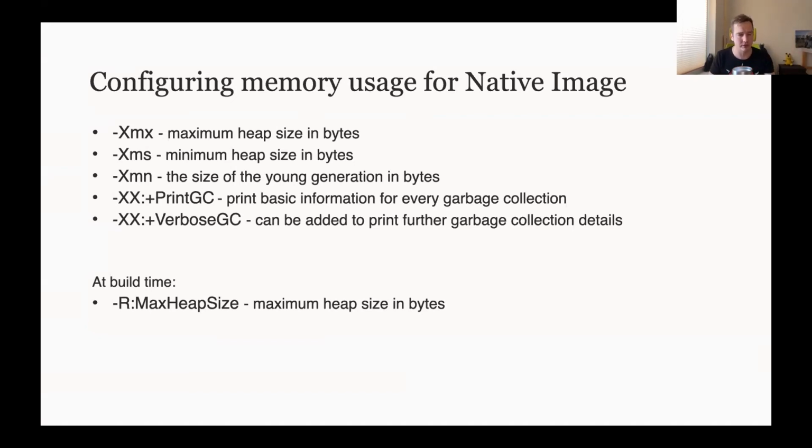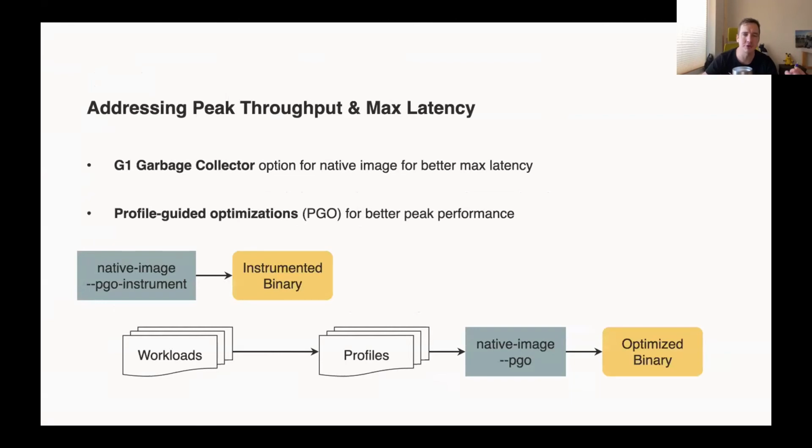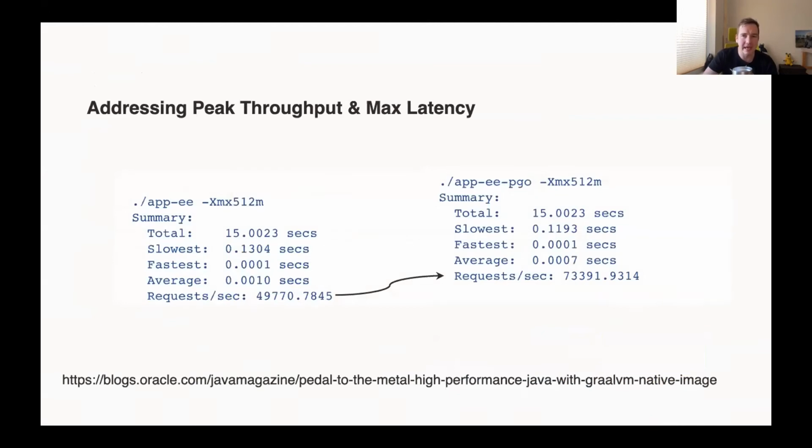The native image utility works on the bytecode level. So it doesn't matter what you use to produce the bytecode; as long as the bytecode is valid and normal, it will chew through that and produce your native binary. So you can configure the memory. You can also use some enterprise features to enable even better peak throughput and latency of the native images. I think this is reasonably interesting. Those are enterprise features, so you might want to consider whether you want them or not. But you can significantly increase the performance of the native binary.